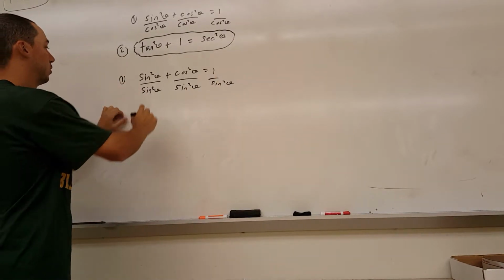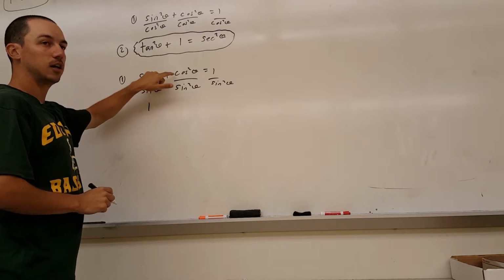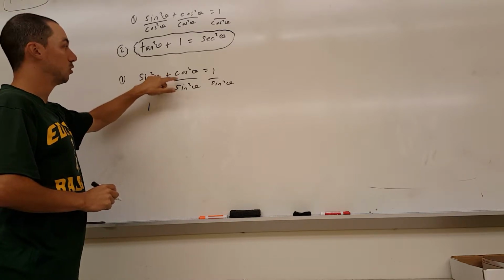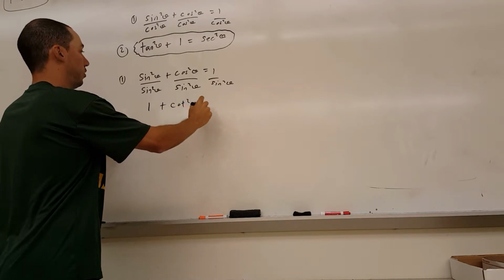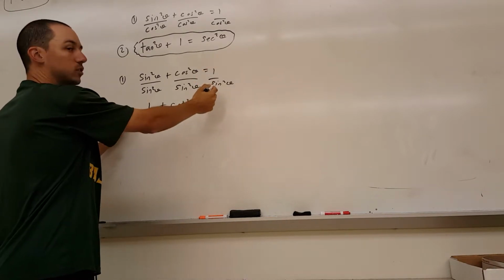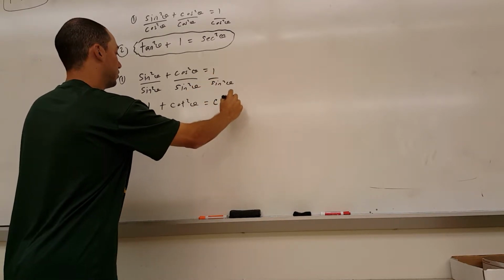Sine squared divided by sine squared is 1. Cosine over sine. Cosine divided by sine is cotangent. So cosine squared divided by sine squared is cotangent squared theta. 1 over sine is cosecant. So 1 over sine squared is cosecant squared theta.